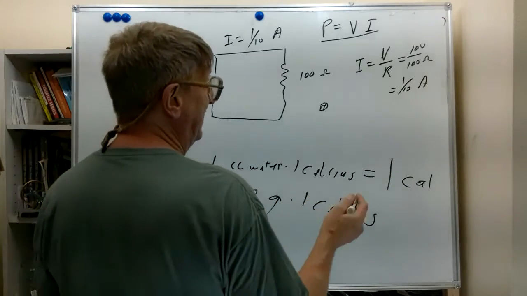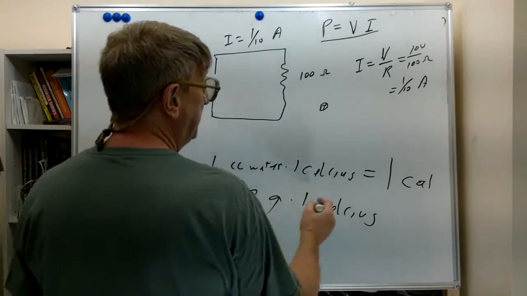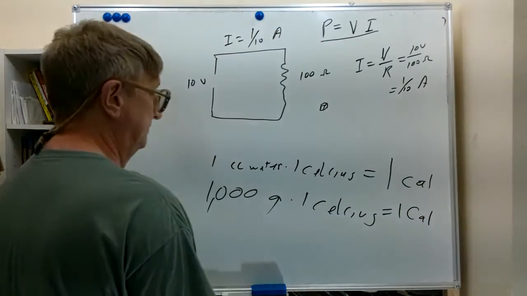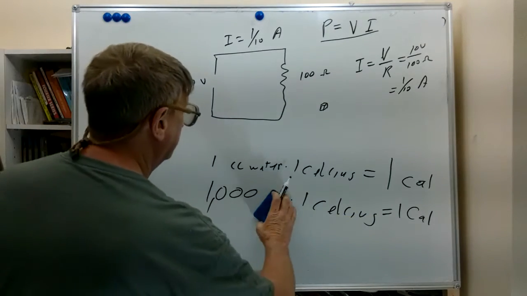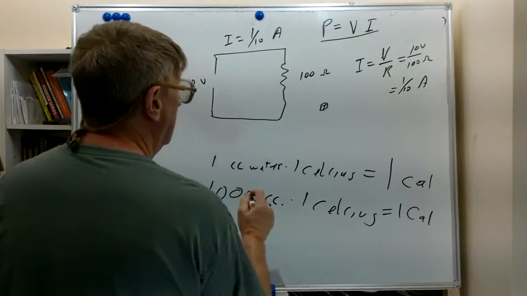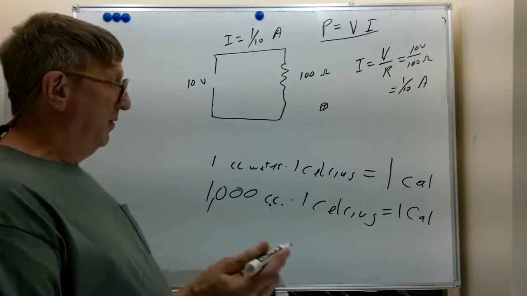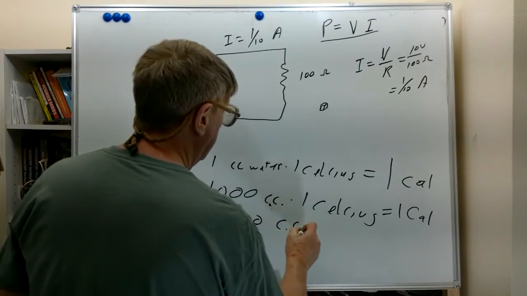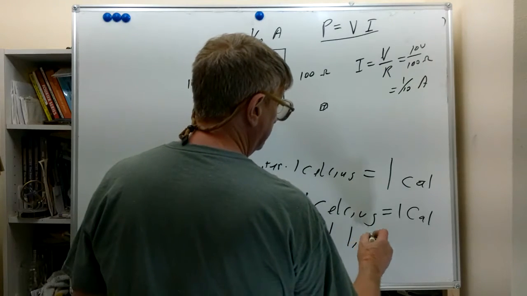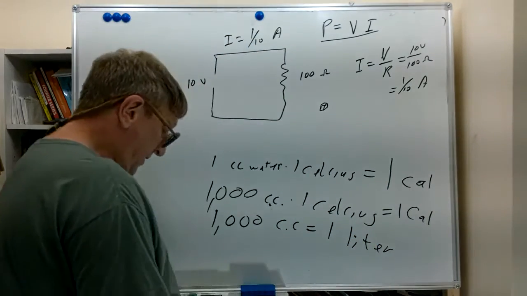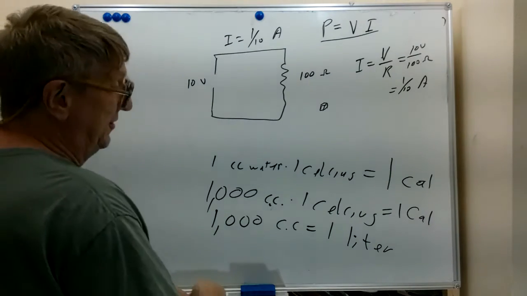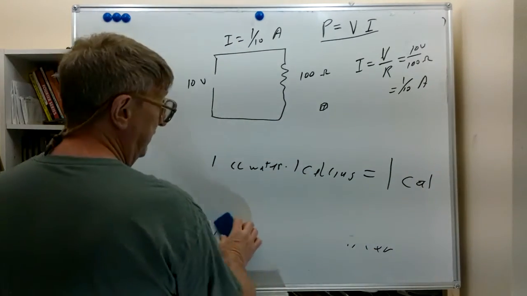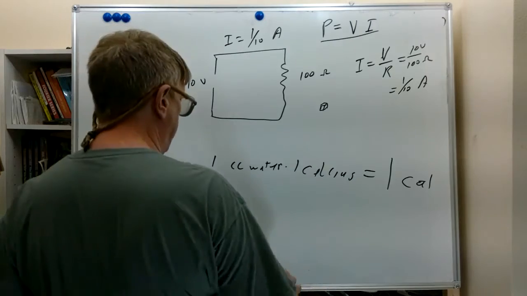But being the kilocalorie is 1,000 times as big, it would take 1 kilocalorie to raise 1,000 grams or 1,000 cc's of water by 1 degree Celsius. But 1,000 cc's of water is also what we call 1 liter. But we're not going to worry too much about kilocalories and food calories, but I wanted you to know there's a difference in case somebody tells you so or argues with you about something.